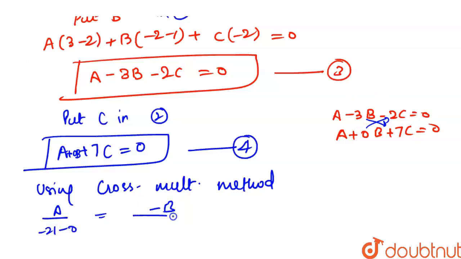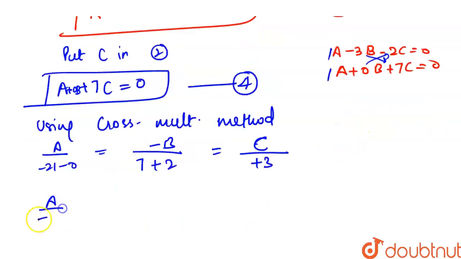Similarly, we will have minus B upon, leaving the coefficients of B and putting the coefficients of A and C: 1 into 7 minus 1 into minus 2. So 1 into 7 is 7, minus 2 is plus 2, which is 9. Then C upon, leaving the coefficients of C and multiplying the corresponding coefficients of A and B: 0 minus 3, so minus 3. So we can see that A upon minus 21, B upon minus 9 and C upon minus 3, right?